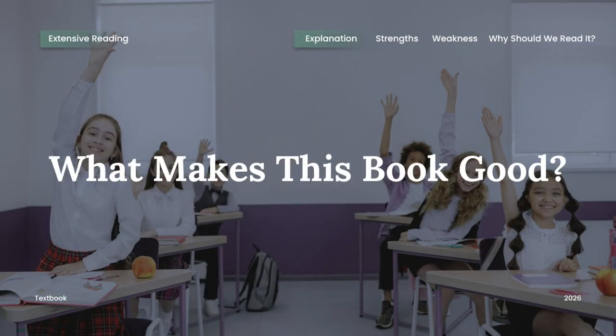Next is what makes this book good, or what the strengths of this book are. The first is practical strategy. The book does not only explain the theories inside, but it also gives many techniques or strategies that teachers can use in the classroom for the students.